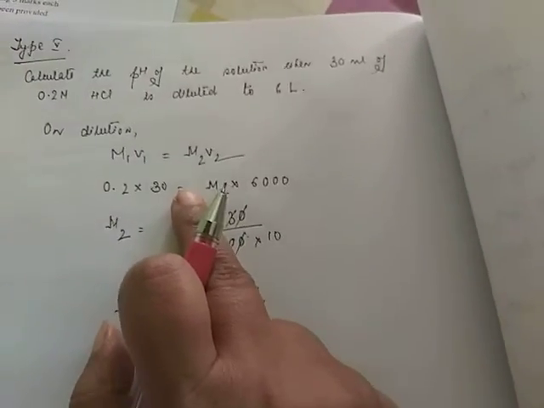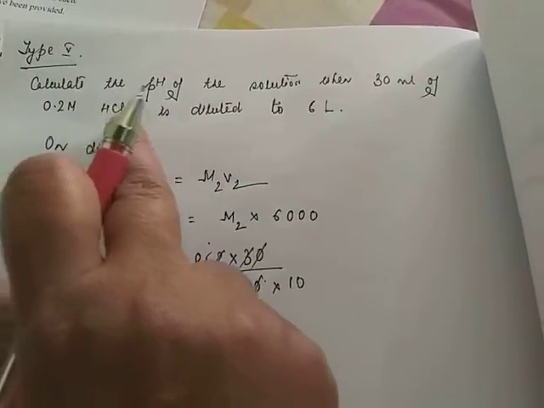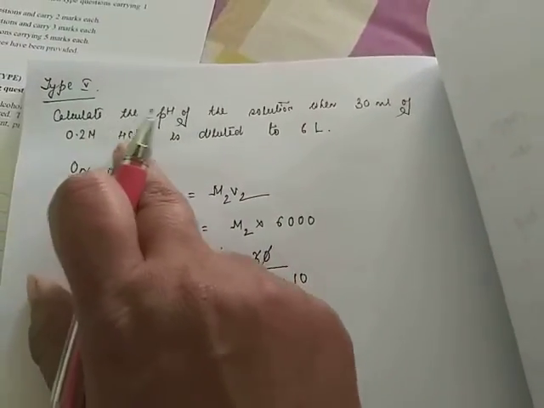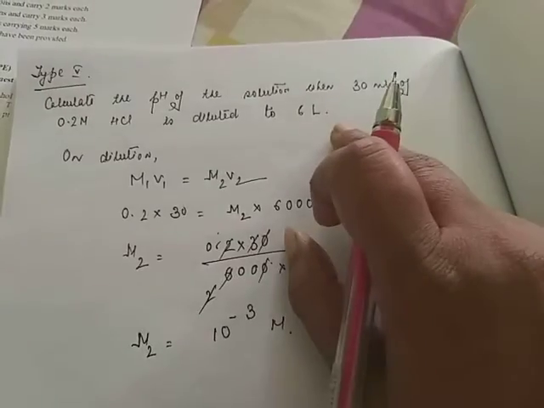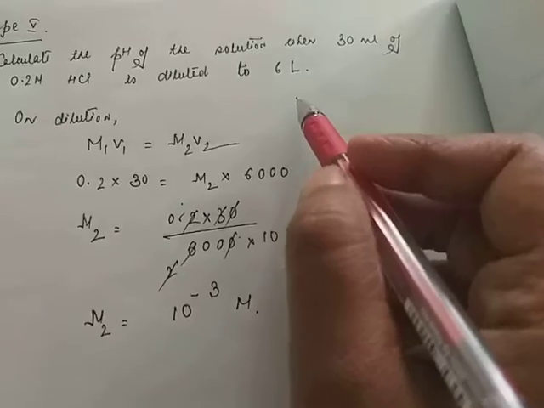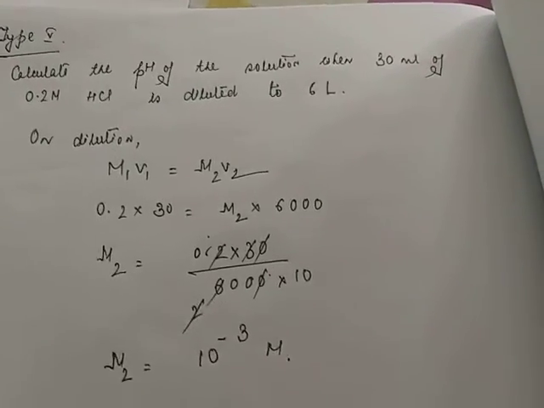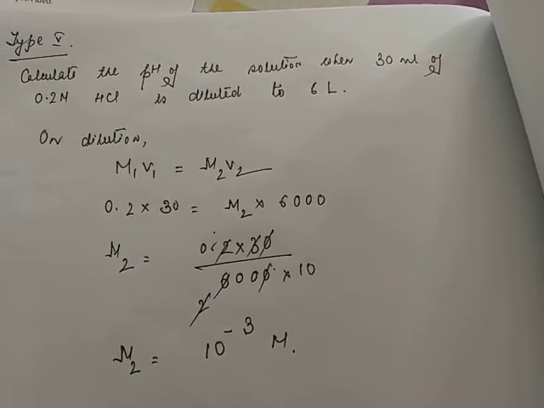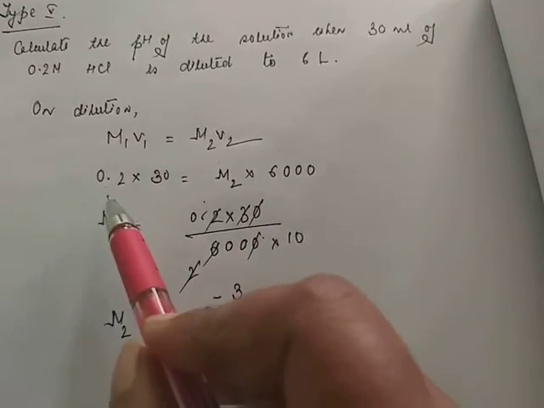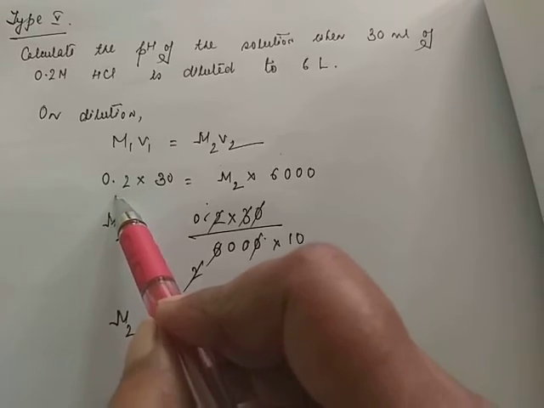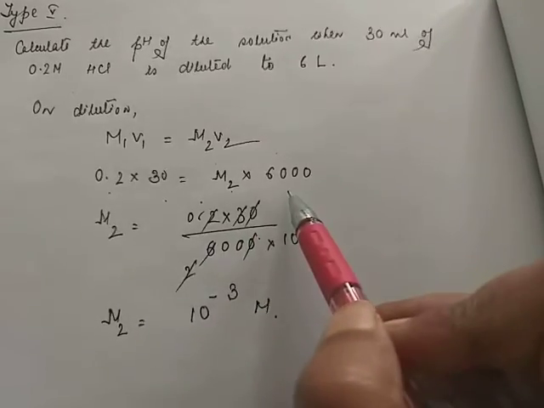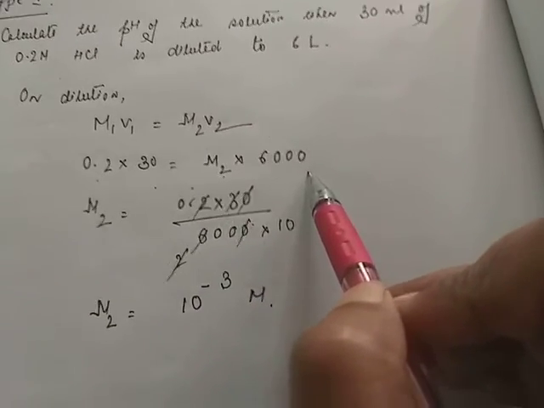Let's see the last type for today. We will have 2 more types that we will be doing the next day. Calculate the pH of a solution when 30 milliliter of a 0.2 M HCl is diluted to 6 liter. Now we will apply the formula on dilution, M1V1 is equal to M2V2. So substituting the value before dilution, 0.2 M into 30 is equal to M2 into 6 liter, means 6000 milliliter.